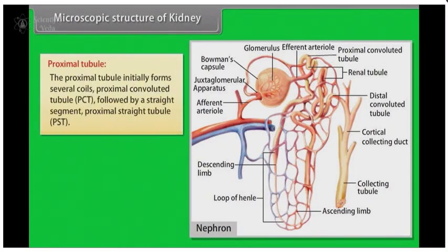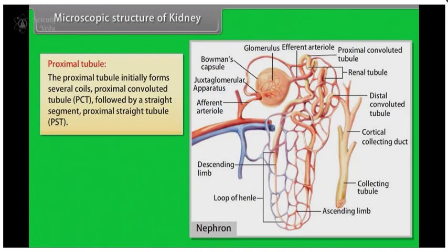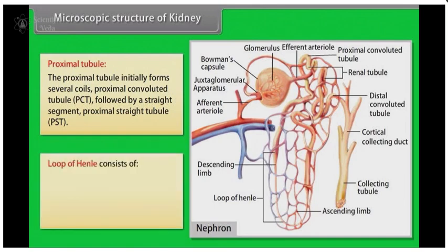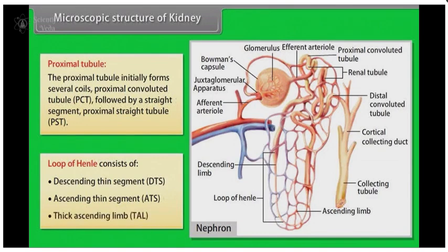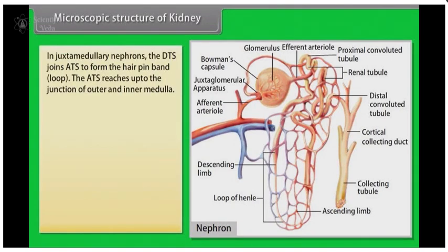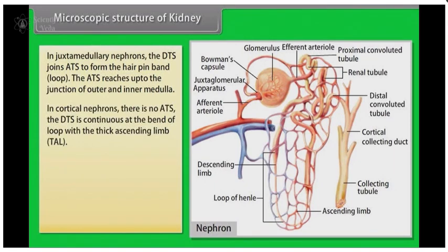Proximal tubule. The proximal tubule initially forms several coils, proximal convoluted tubules PCT, followed by a straight segment, proximal straight tubule PST. Loop of Henle consists of descending thin segment, ascending thin segment and thick ascending limb. In juxtamedullary nephrons, the DTS joins the ATS to form the hairpin bend. The ATS reaches up to the junction of outer and inner medulla. In cortical nephrons, there is no ATS.